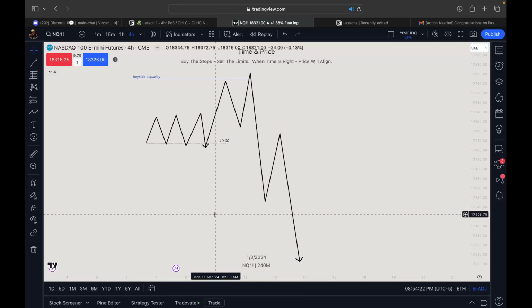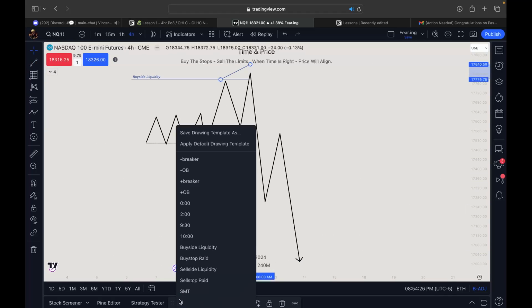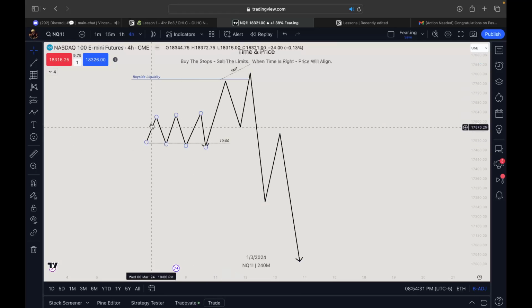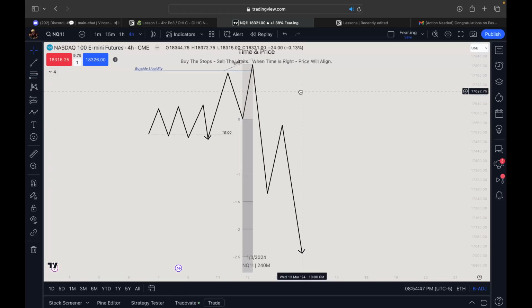Key thing to look for here is SMT. If we see SMT during this phase, during the manipulation phase, that is a cherry on top. That is the market taking its hat off to you and giving you a free trade. And this is what you want to look for. Valid targets would be another high time frame PD array or standard deviation.